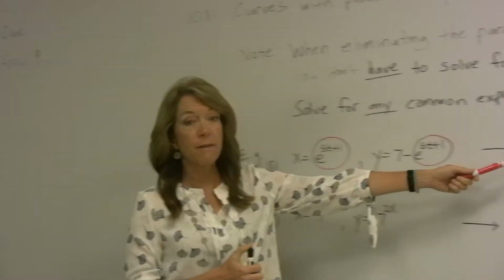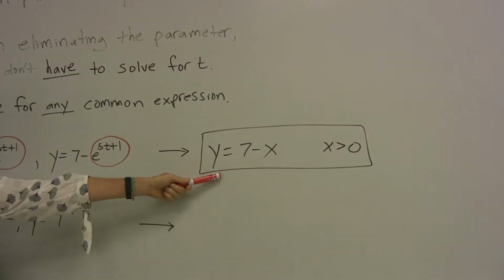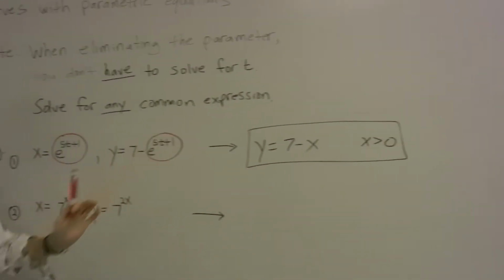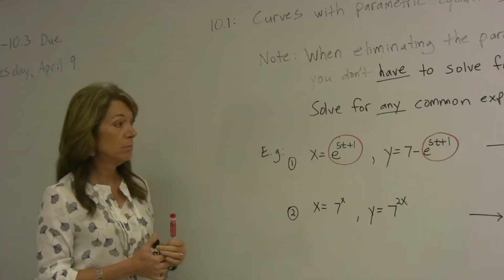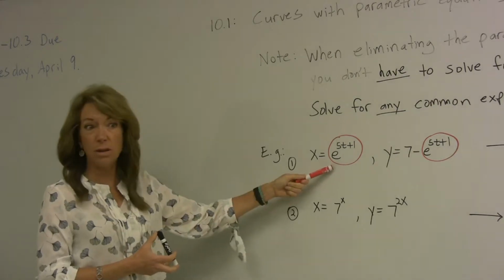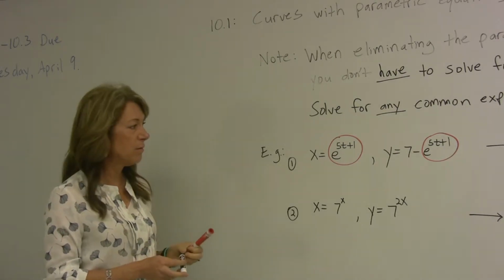What is this an equation of? A line, but it's a line only on the right side because the x's have to be positive. See how I knew the x's had to be positive from this restriction here? Sometimes you have those.